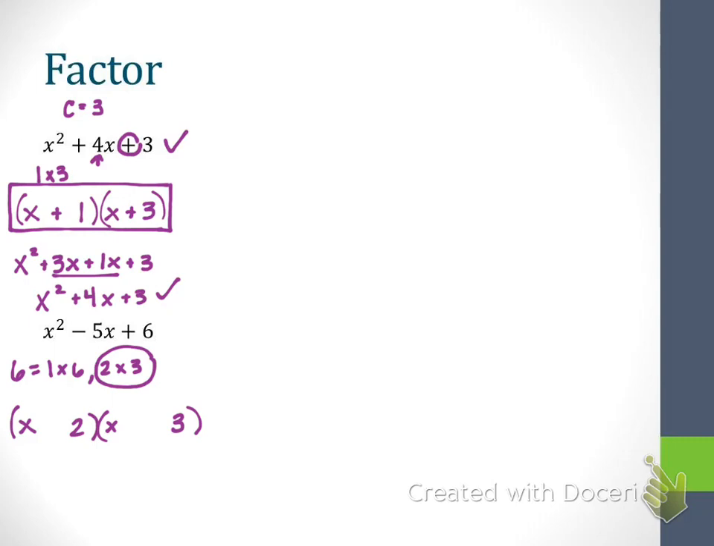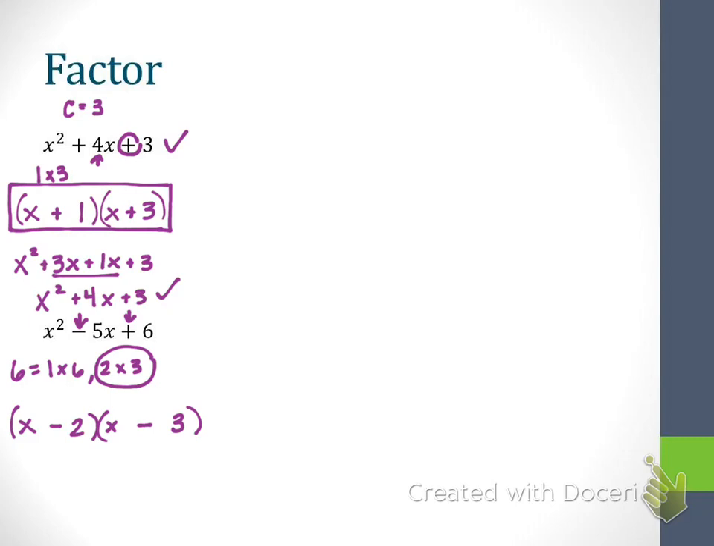Now, listen carefully. This is where we have to figure out what signs I am using. So I say, okay, they have to add together to give me 6. But what is 5? Negative. It is a negative number. So both of these have to be negative, okay? Both of them have to be negative.